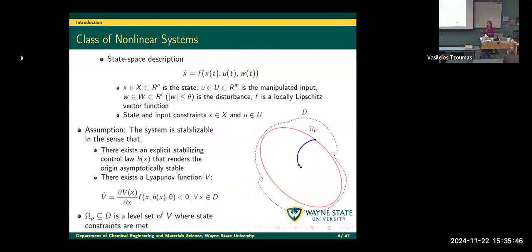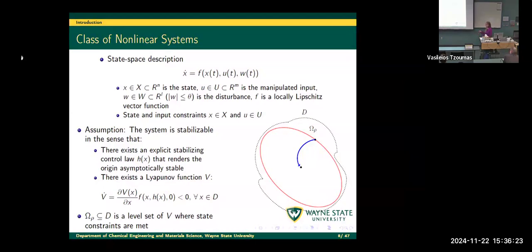And so before I overview model predictive control, I'm going to first give a little bit more background on what class of systems we're considering. The class of systems that we're considering is such that the state, the input, and the disturbance are all bounded. And we assume that the system is stabilizable in the sense that there exists an explicit stabilizing control law, h of x, that can render our origin asymptotically stable, in the sense that there exists a Lyapunov function V, for which its time derivative along the state trajectories under the controller h of x, and in the absence of disturbances is negative for all x in a neighborhood D of the origin.